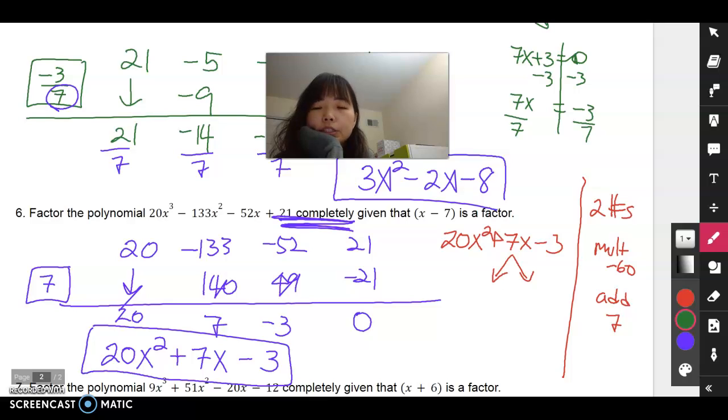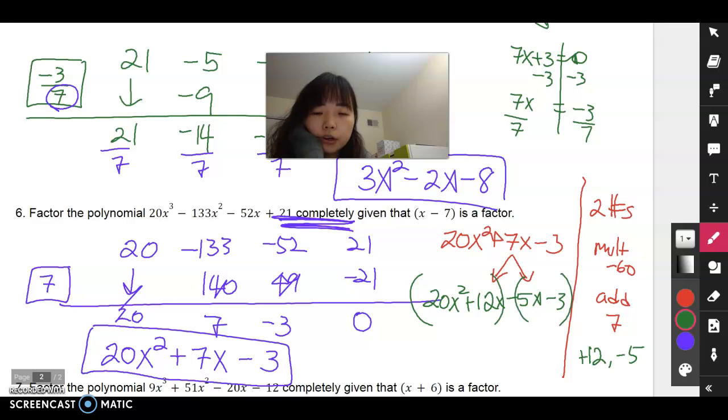Yes, it's actually 12 and 5. 12 times 5 is 60. But I want positive 12, negative 5, because I want the sum to be 7. So 20x squared plus 12x minus 5x minus 3. That was positive 12, negative 5. Then you have to do what we did earlier.